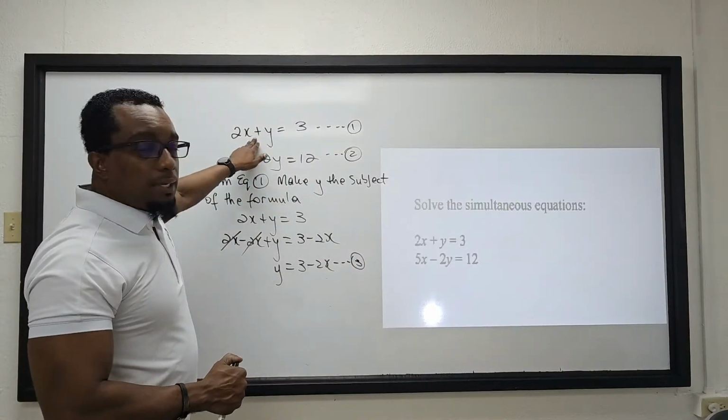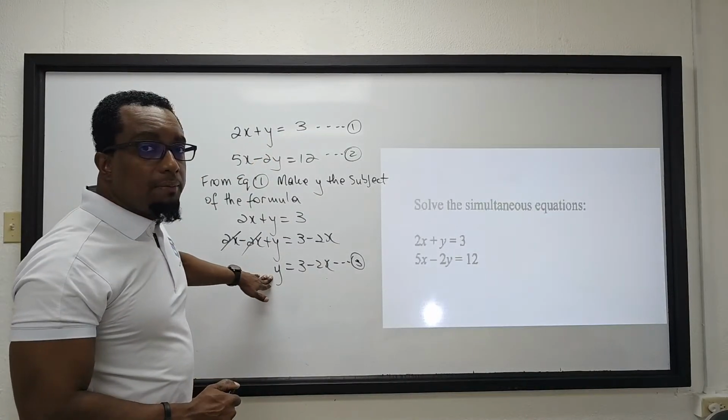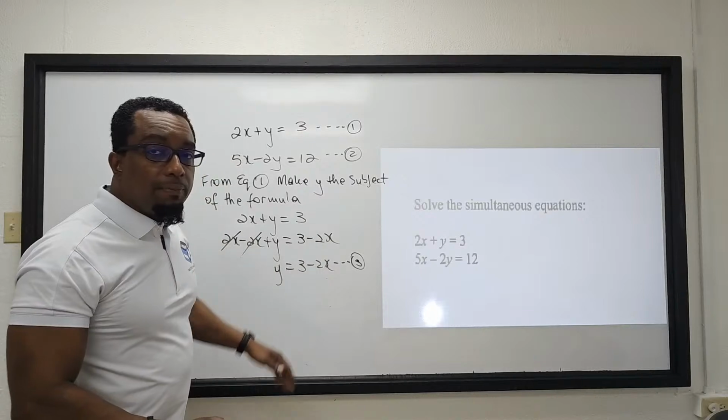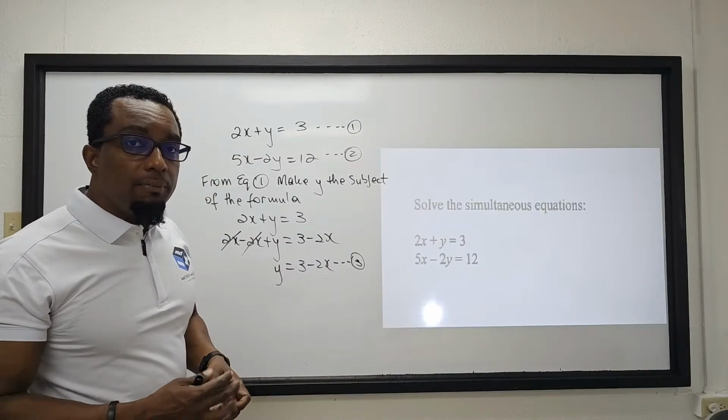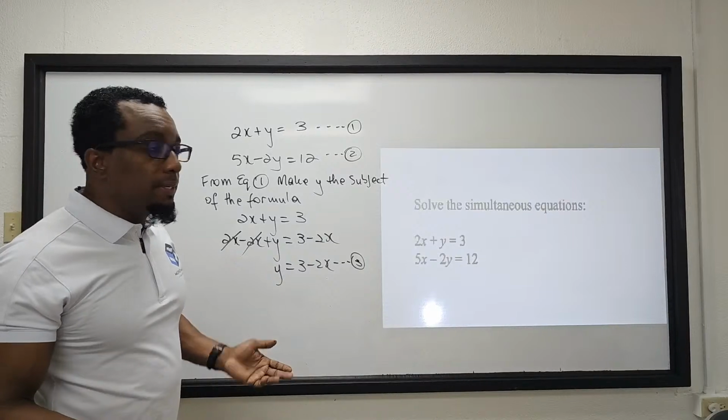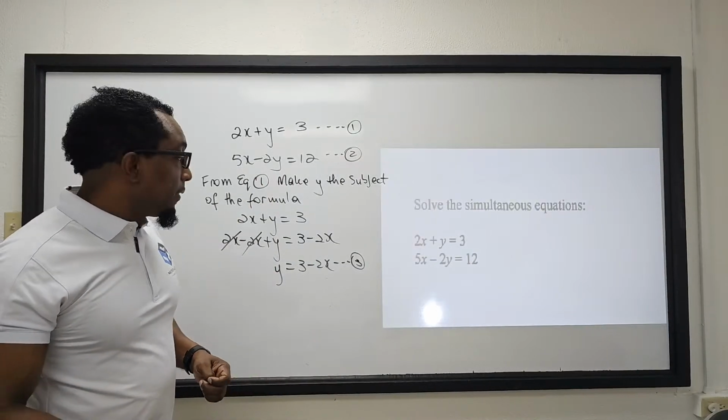So I've chosen equation 1, and I've made y the subject of the formula. And if you look, the expression obtained for y is not in a fraction form. So you try to avoid the fraction where possible, if you can. If you can't, you have no choice but to work with it, but the same steps will apply. So what are we going to do?